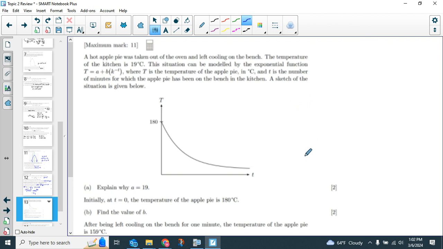A hot apple pie was taken out of the oven and left cooling on the bench. The temperature of the kitchen is 19 degrees Celsius. This situation can be modeled by the exponential function T is equal to A plus B times k to the negative t power, where capital T is the temperature of the apple pie in degrees Celsius, and lowercase t is the number of minutes for which the apple pie has been on the bench. A sketch of the situation is given below. Explain why A is equal to 19.